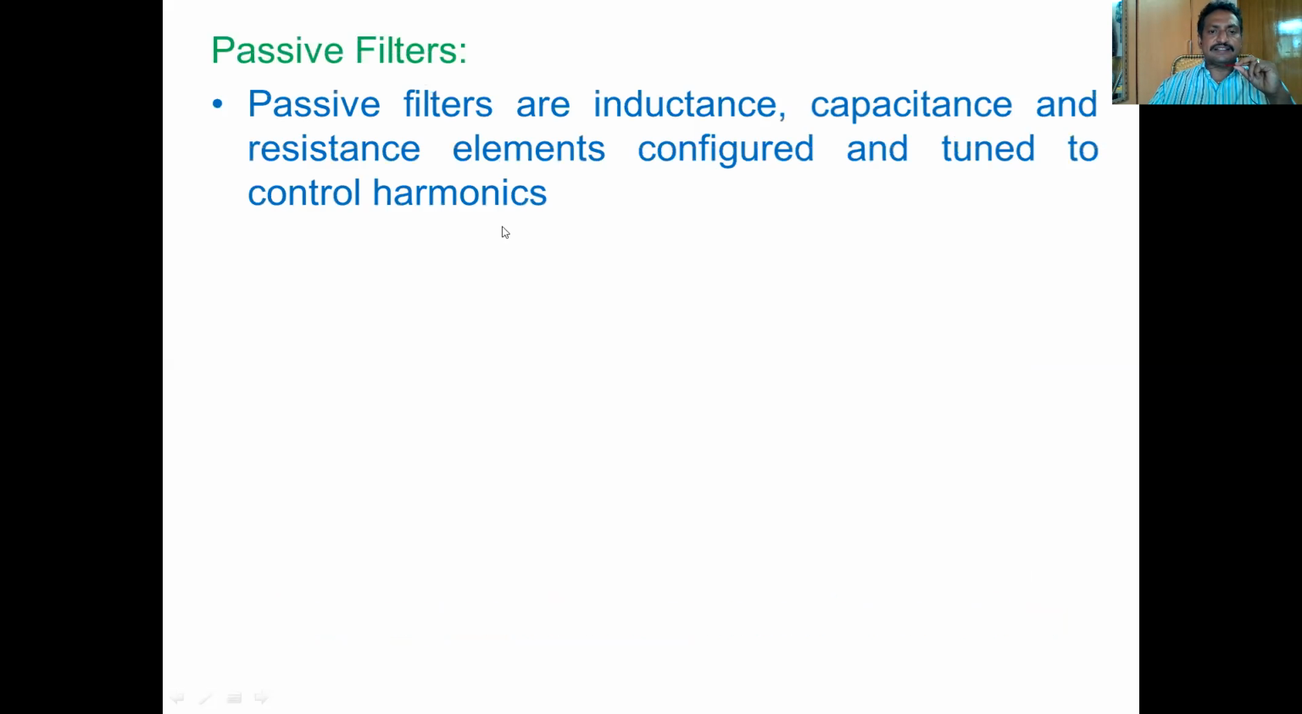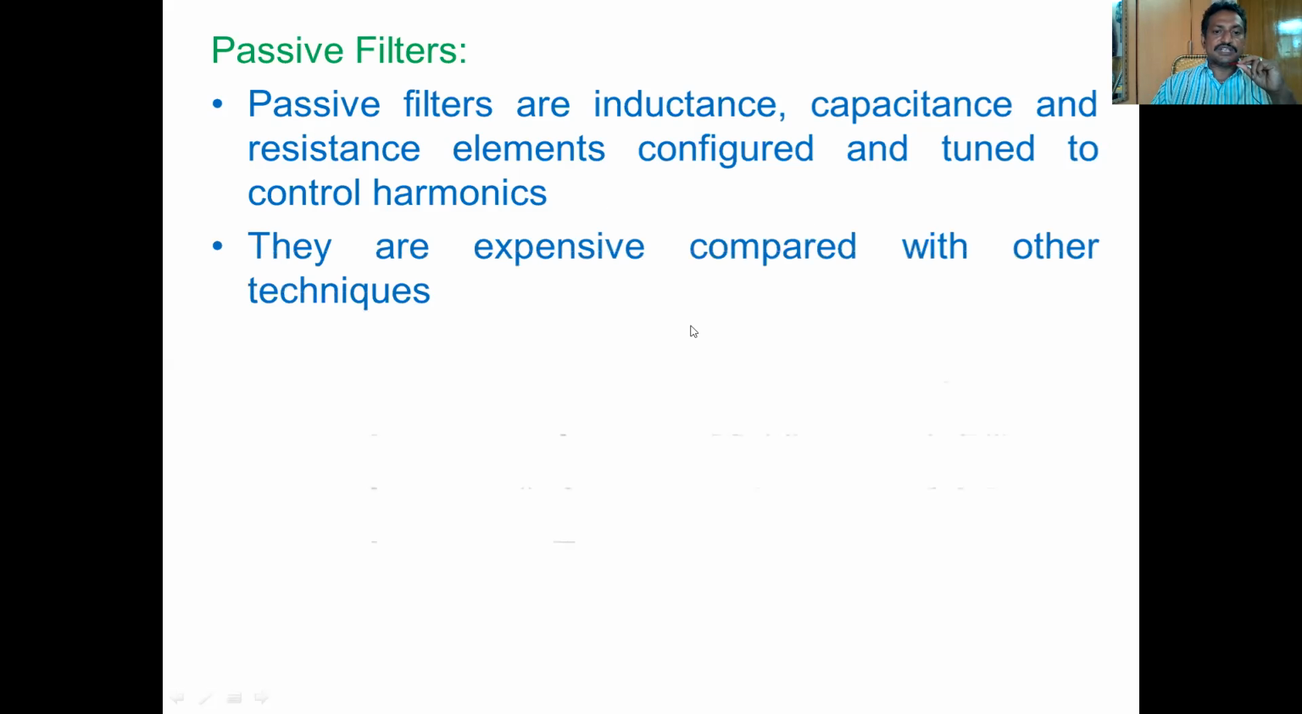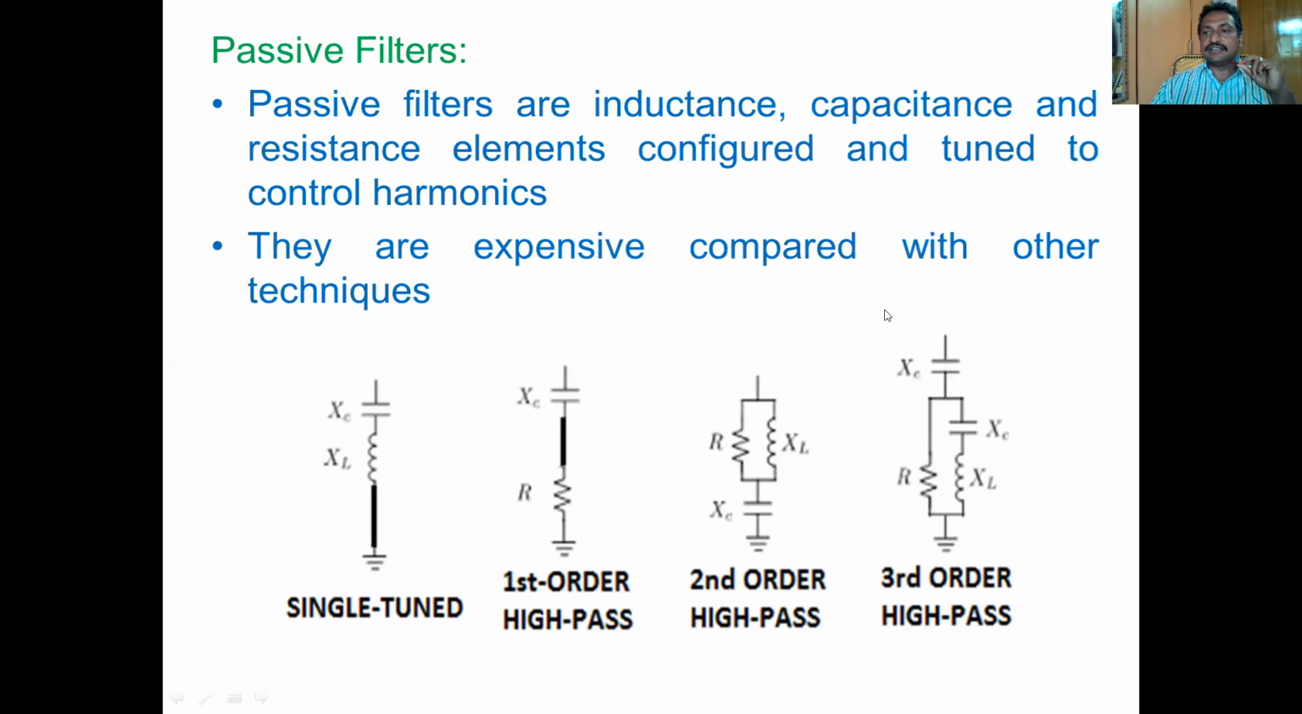The next is passive filters. We remember there are two types of elements: active elements and passive elements. Passive elements are nothing but inductor, capacitor, and resistor. If you use these devices as shunt filters, series filters, so many filters, C filters, these passive filters, low pass filter, high pass filter, all these are configured to control the harmonics. They are expensive compared with other techniques.